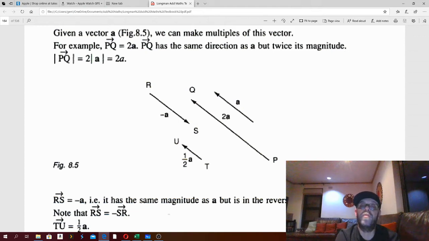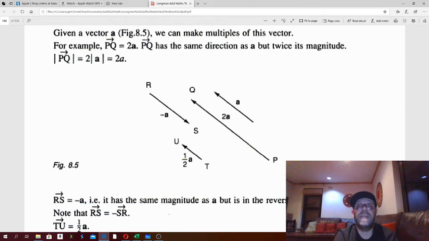So that would then be equivalent to 2A. In other words, 2 sizes of A. And that would mean a scalar multiple, because the number 2 is now a scalar. It's just a value. Okay, and it's going in the same direction as the vector A. So it's 2 times as big as vector A.